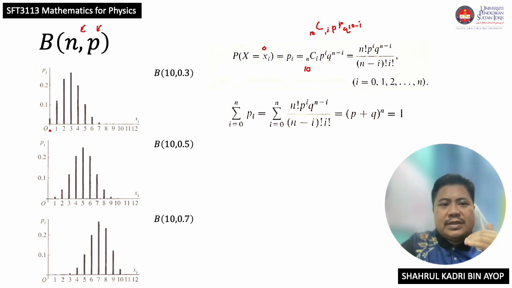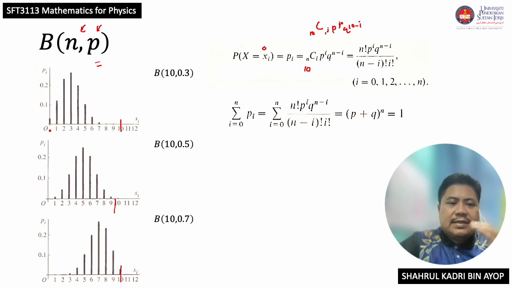So these distributions have the same number of trials n but different probability for each trial. For 10 trials, you can see that if the probability is higher, the distribution shifts to the right. So that is the effect of a different probability in each trial.